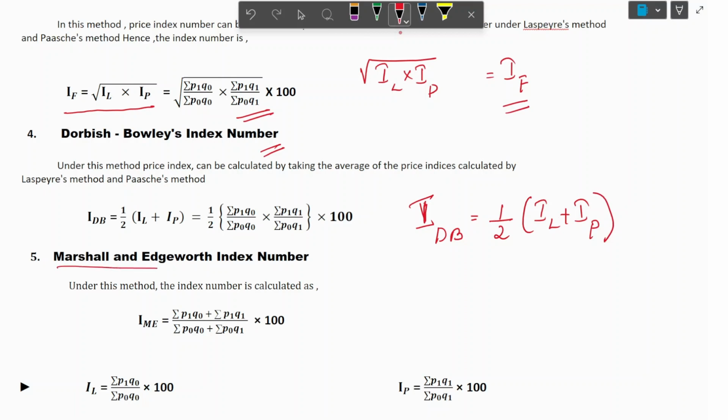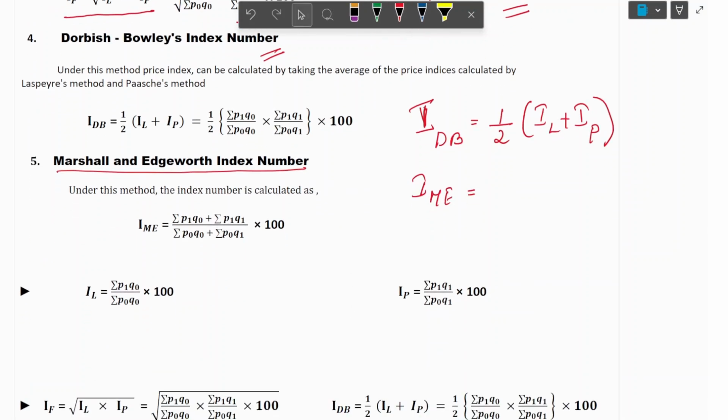Next, the last one, Marshall and Edgeworth index number, that is IME. This fifth one is quite different. This is your formula: IME equals sigma P1 Q0 plus sigma P1 Q1 divided by sigma P0 Q0 plus sigma P0 Q1 into 100. Now, after seeing this formula, it is quite difficult to remember. Therefore, I'll tell you how you can remember it.